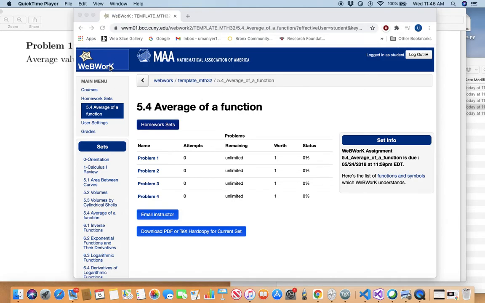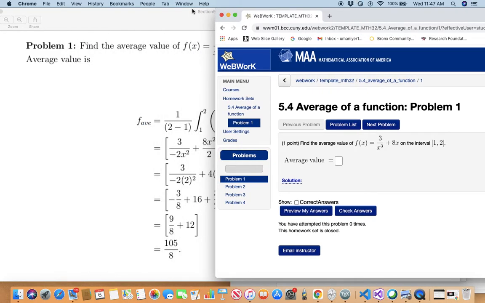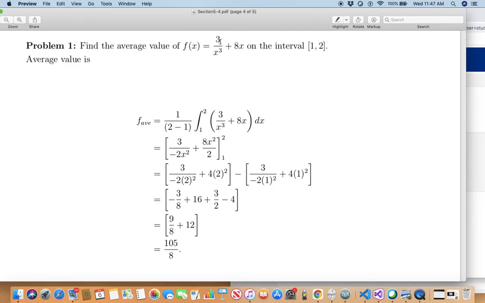Now we look at web work questions, a few questions on average of a function. Problem 1. Find the average value of function f(x), which is 3/x³ + 8x on the interval 1 to 2.